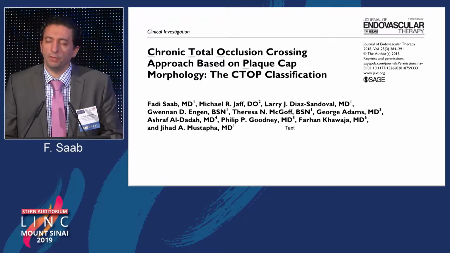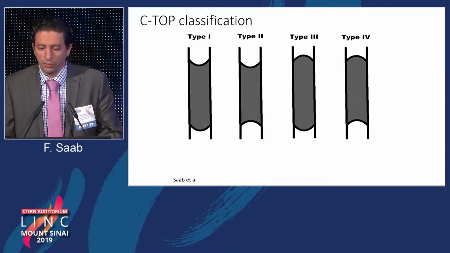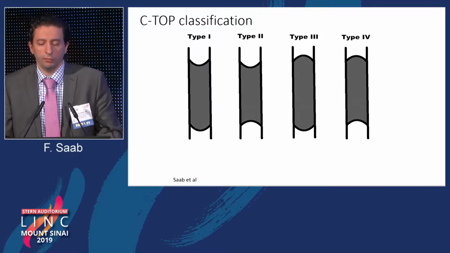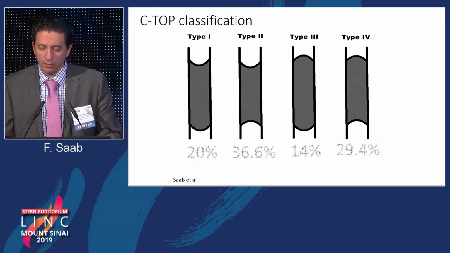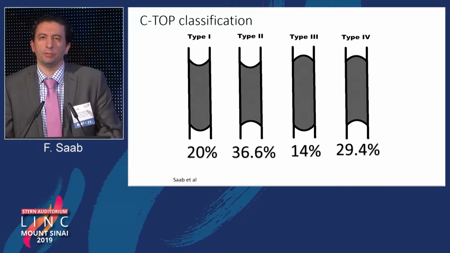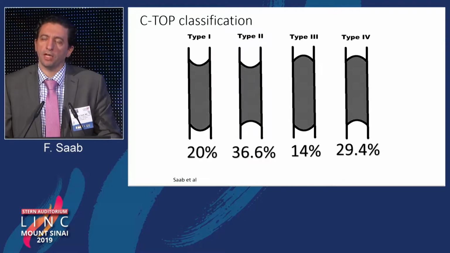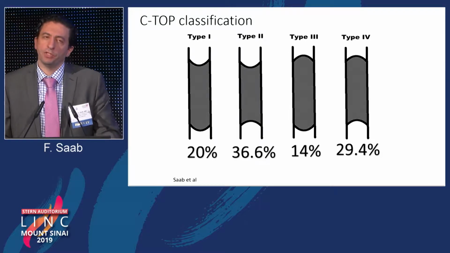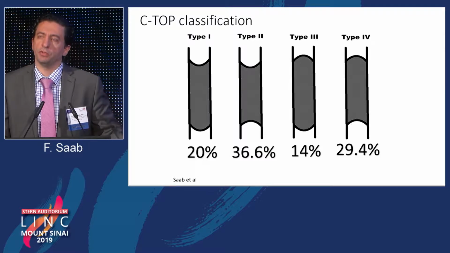The Saab trial published last year in February, looking at chronic total occlusions, and we came up with the CTOP classification. Very simple, straightforward, looking at the morphology of the proximal and the distal CTO caps for patients. And these are the distributions of CTO cap morphology, about 142 CTOs. If you notice, type 2, 3, and 4 are the most common and most complex types of CTOs.